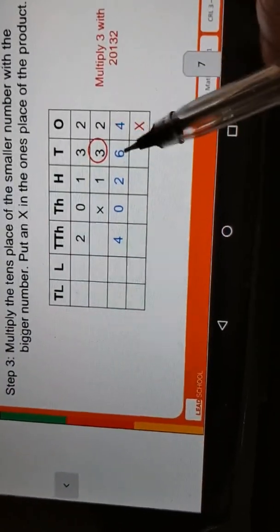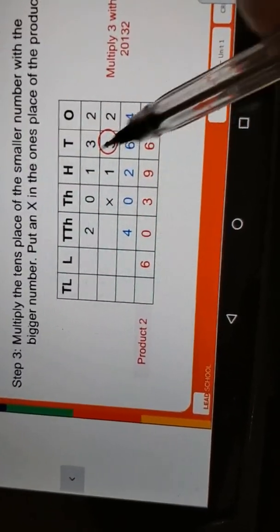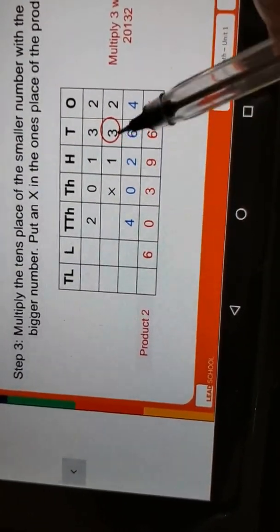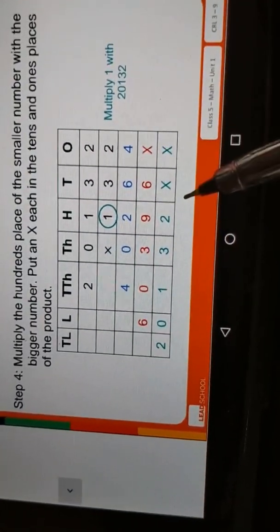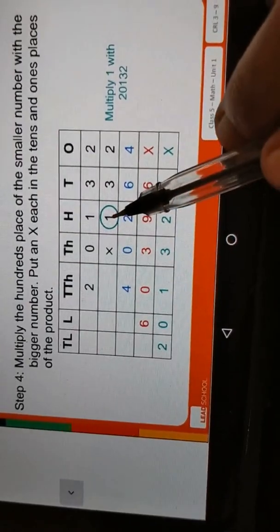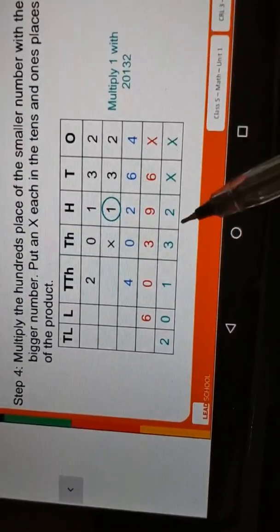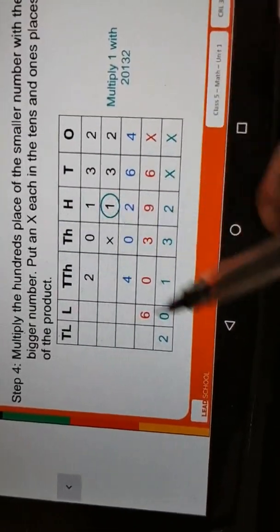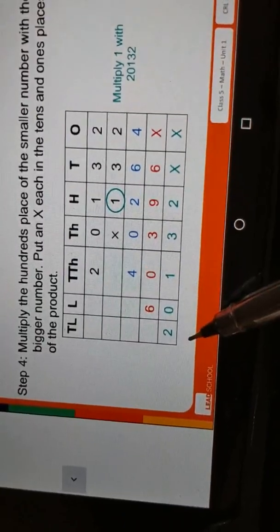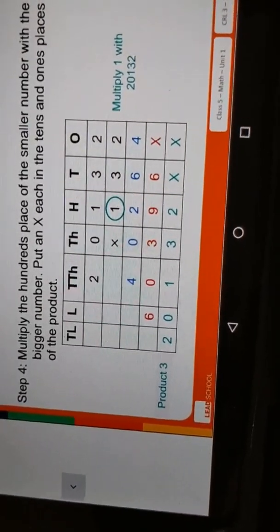3 twos are 6. Now look at this. 3 twos are 6, 3 threes are 9, 3 ones are 3, 3 zeros are 0, 3 twos are 6. Then we have to put the double cross marks and then multiply by 1. 1 two is 2, 1 three is 3, 1 one is 1, 1 zero is 0, 1 two is 2. So now product number 3 we have got.